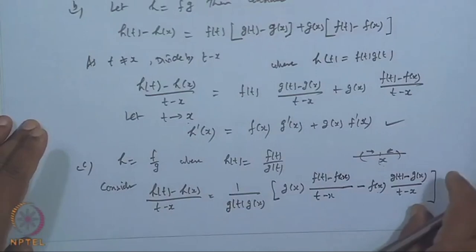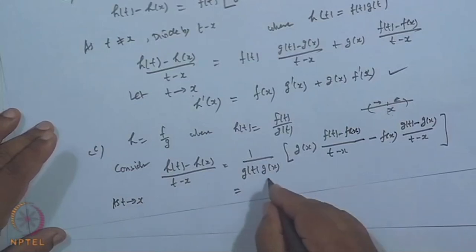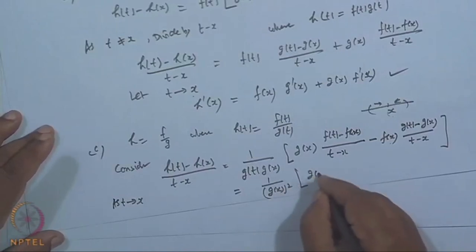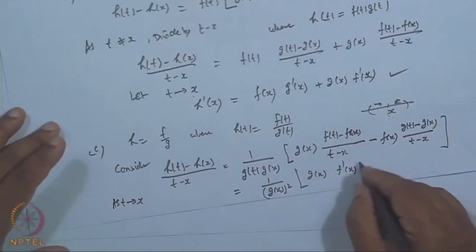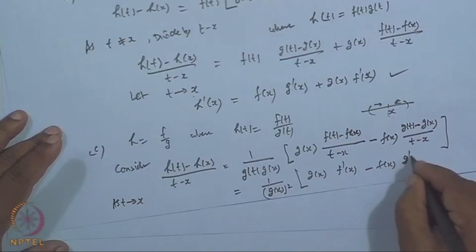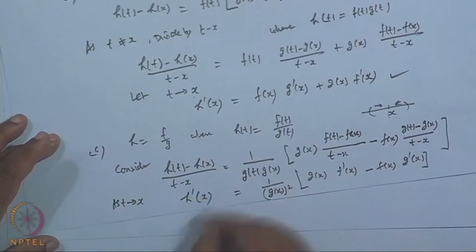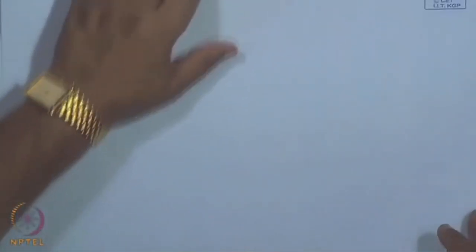So, as t tends to x, this one will give g(x), so g(x) squared, and this one will give g(x) times the derivative of f at the point x, because this limit ratio gives the derivative, minus f(x) into the derivative of g at the point x, and this will give the derivative of the function h, means derivative of f by g. So that result follows. Okay, so these are all fundamental things, and we can use them for getting the derivative of various types of functions.